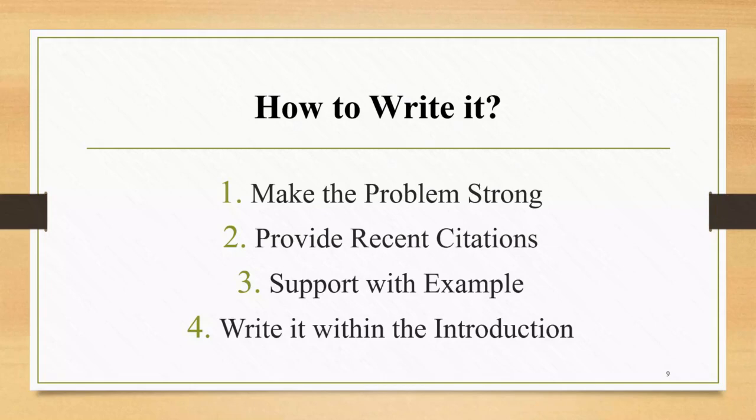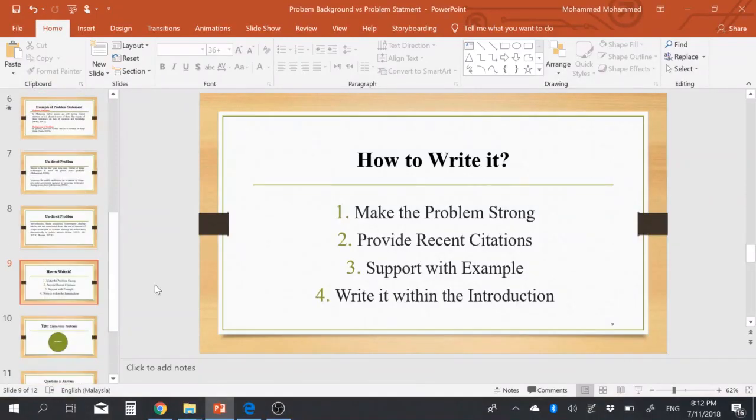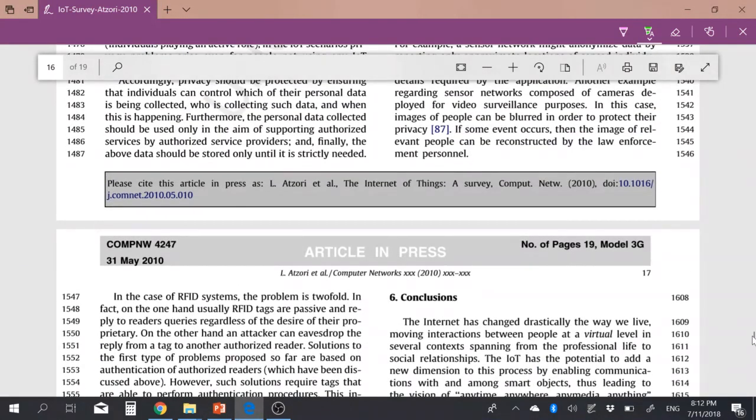Okay, here is how to write it. If you want to write a good problem statement, you have to make the problem strong, and also provide recent citations, preferably within 5 years. Let's say now we are in 2018. It's good if you cite from 2013 or 2014 until now. Support with examples. I will show you what I mean by support with example.